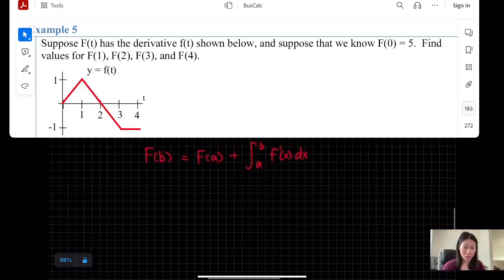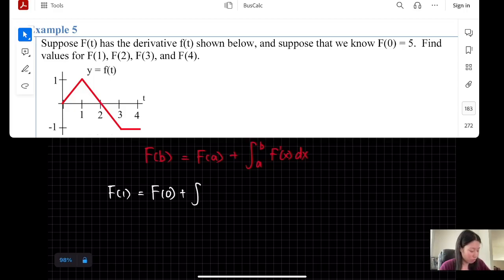Well, if you take a look here, we know that f of b equals f of a plus the integral from a to b of f prime of x dx. In this case, for f of 1, I can write it as f of 0 plus the integral from 0 to 1 of the derivative function.